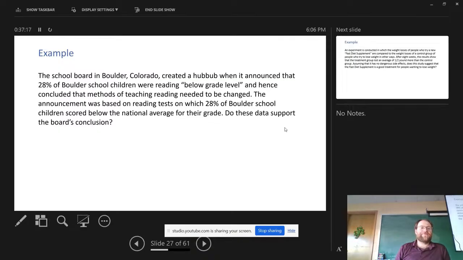So an example, in Boulder, Colorado, it announced that 28% of school children were reading below grade level and concluded that methods of teaching needed to be changed. Announcement was based on reading tests on which 28% of Boulder schools children scored below the national average for their grade. Does that data support the conclusion?